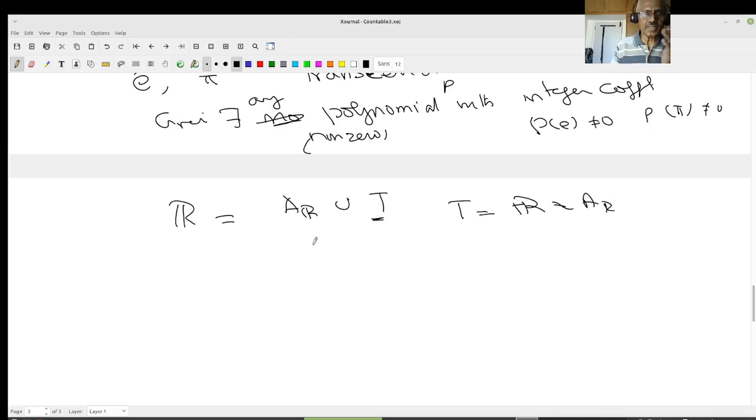A real number is transcendental if it is not algebraic. Therefore, this is a disjoint union. That is, these two are complements of each other. Now I know R is uncountable, and I know A is countable. Therefore, the conclusion is T is uncountable.